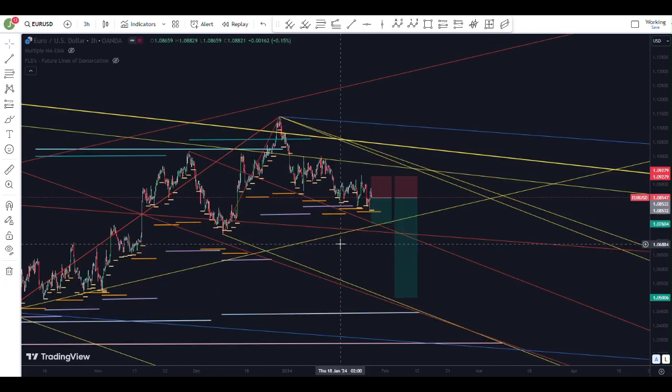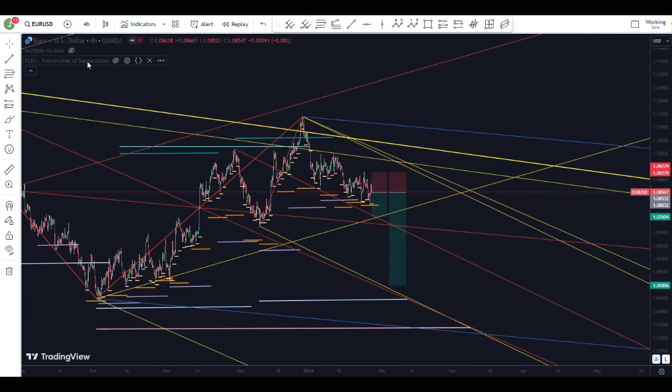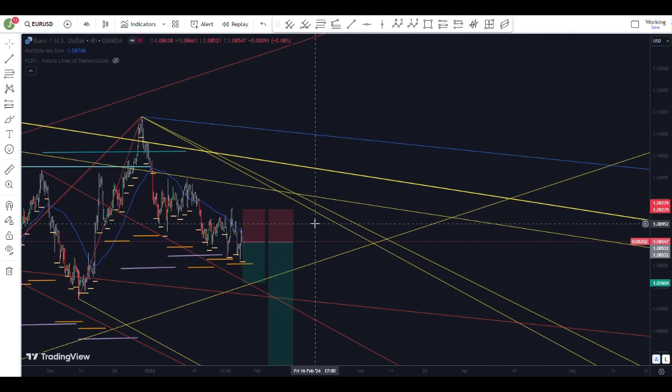We are expecting to continue lower as we are in the back half of this longer-term blue cycle as well as this longer-term pink cycle. I'm not going to get into too much detail here, but I'm going to go to the 4-hour chart really quickly to show how I re-entered into this position.